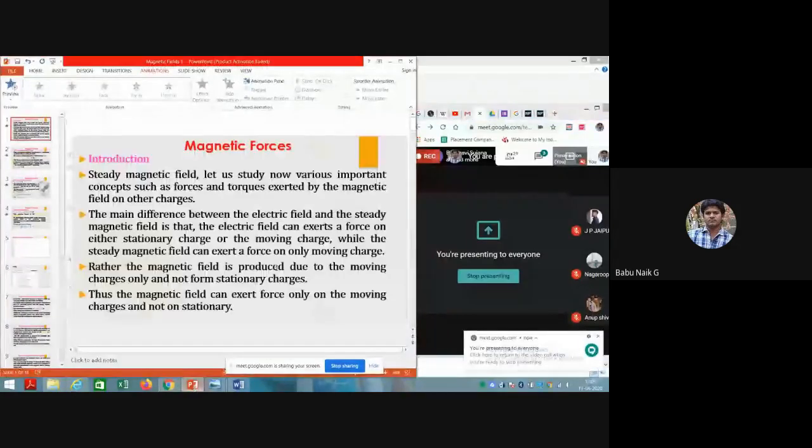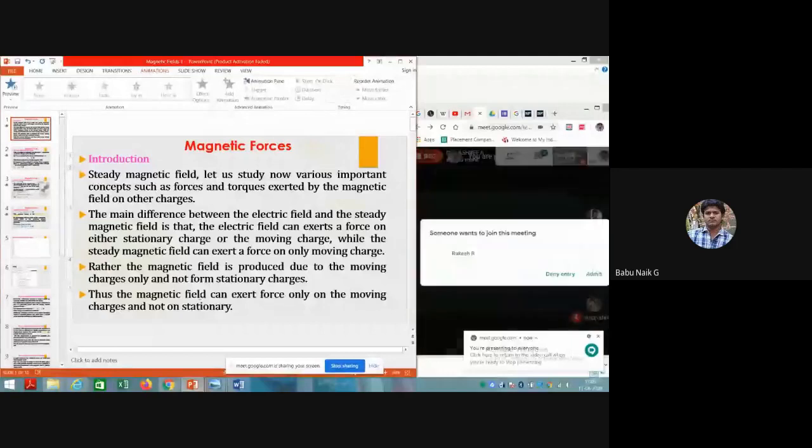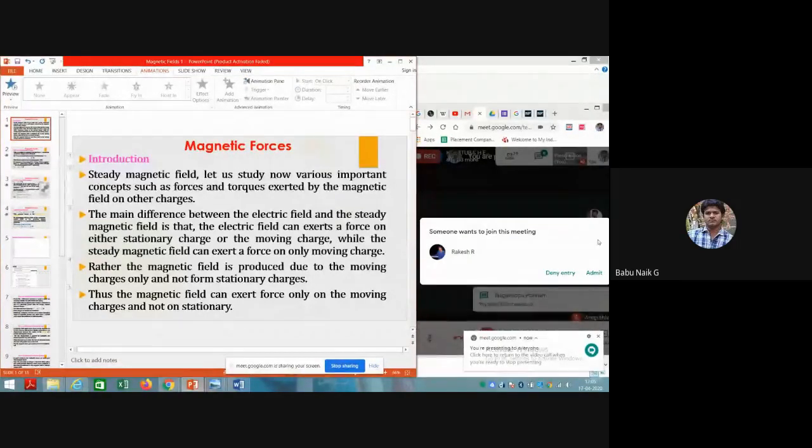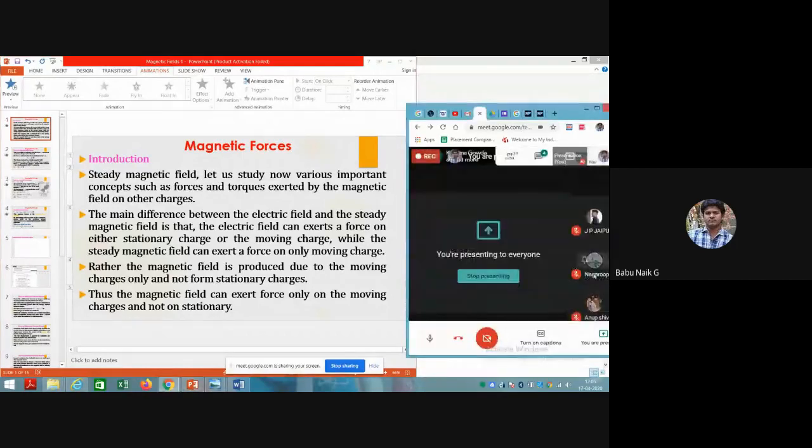Okay, so you can see, right, the slide. In the last two classes we discussed magnetostatics, where we covered the magnetic field, what it is, and magnetic flux density. Then we saw the curl, then Ampere's circuital law, vector and scalar magnetic potential, right?